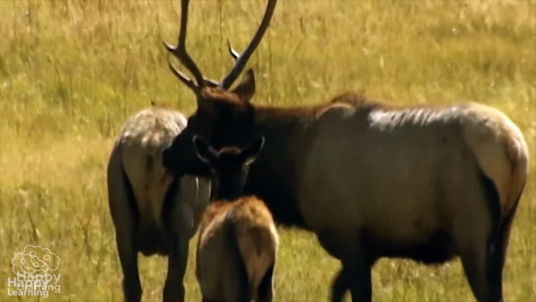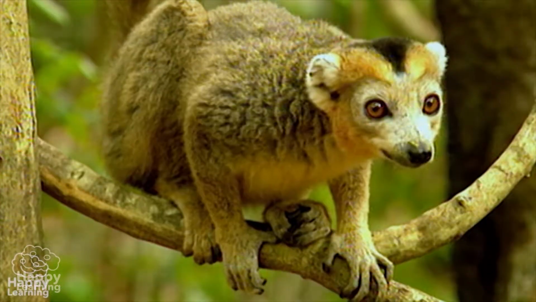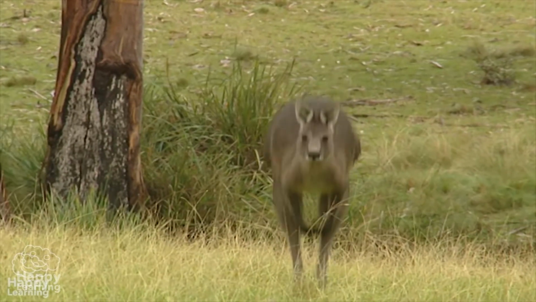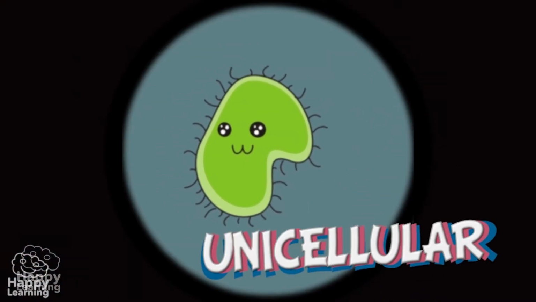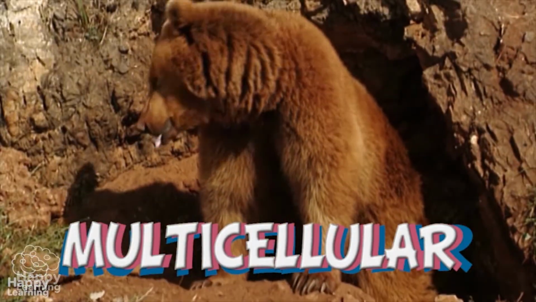Today we're going to learn all about the cell. All living organisms are composed of cells. Some have only one cell and are called unicellular, such as this microscopic bacteria. Others, on the other hand, have many cells and are known as multicellular, such as this bear.